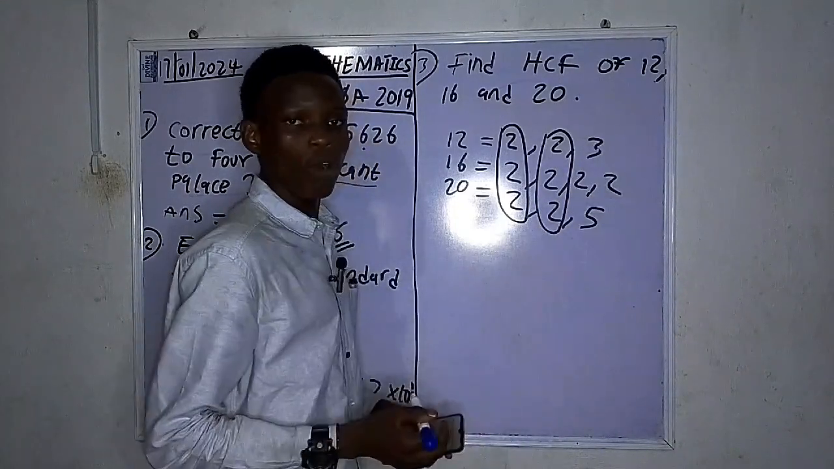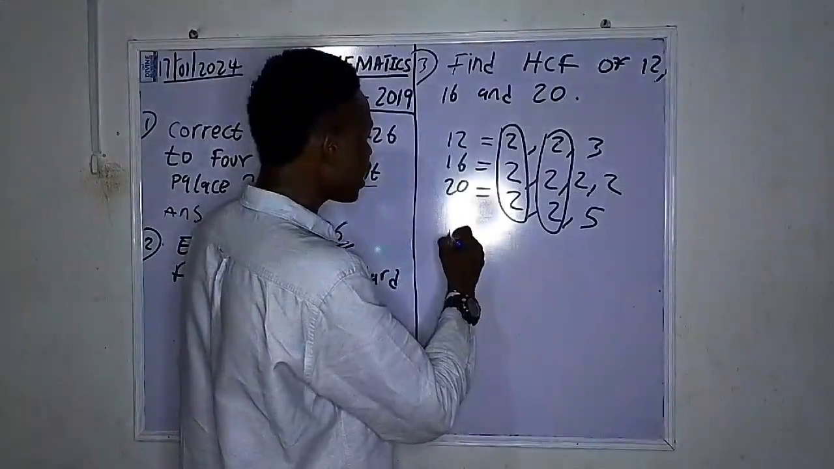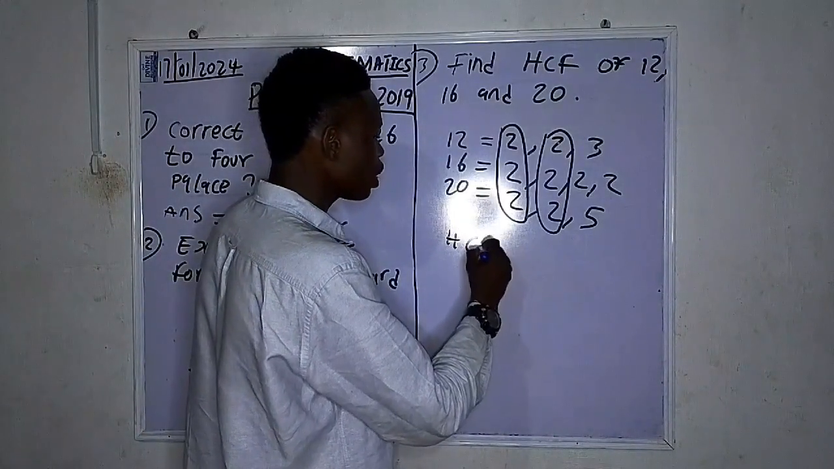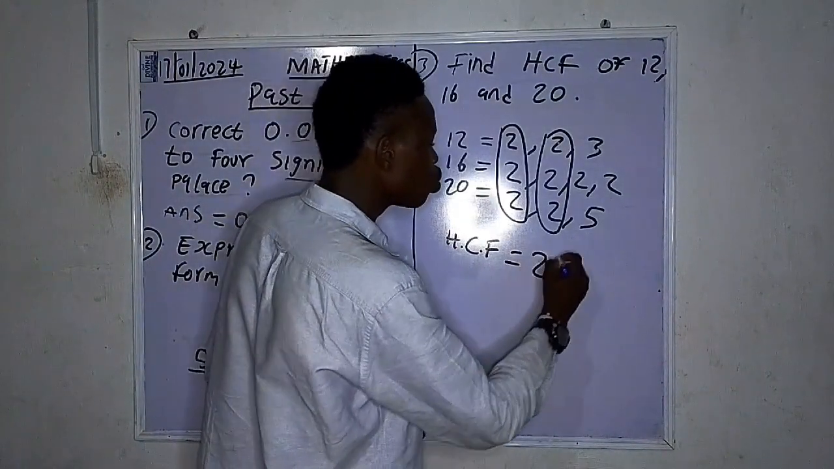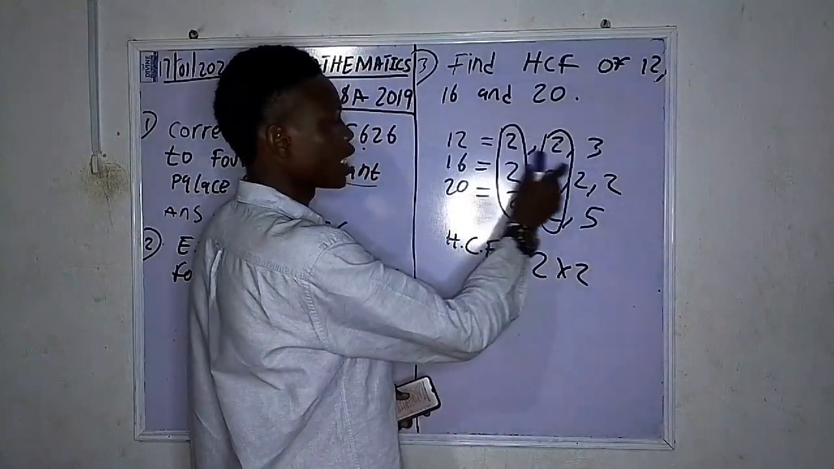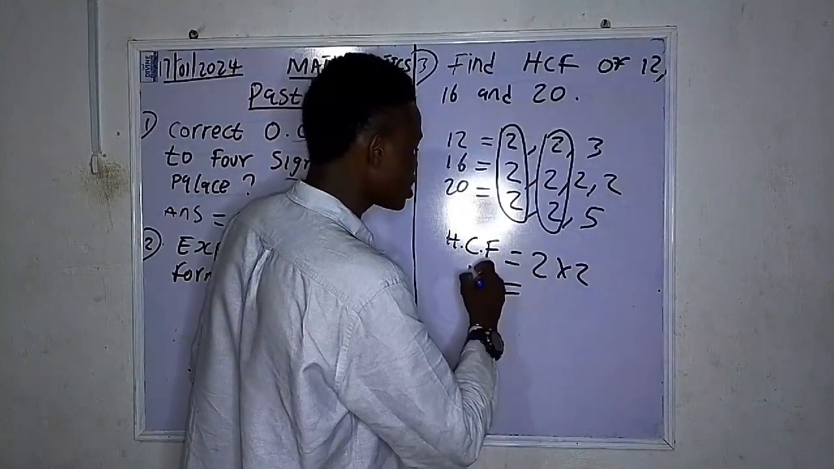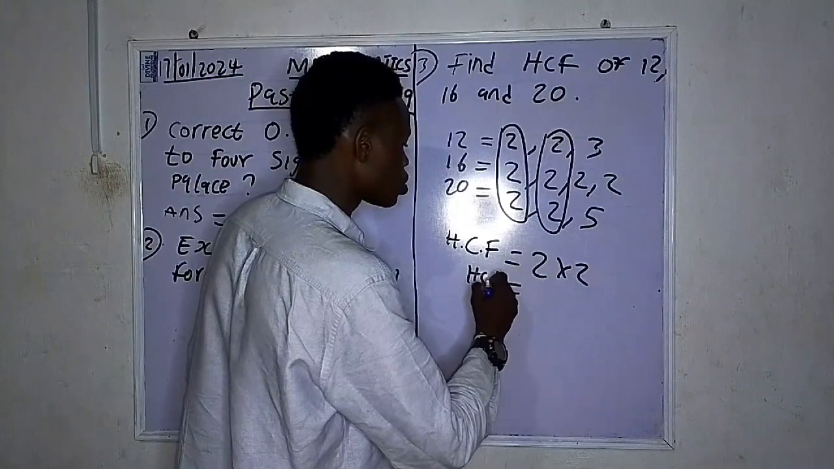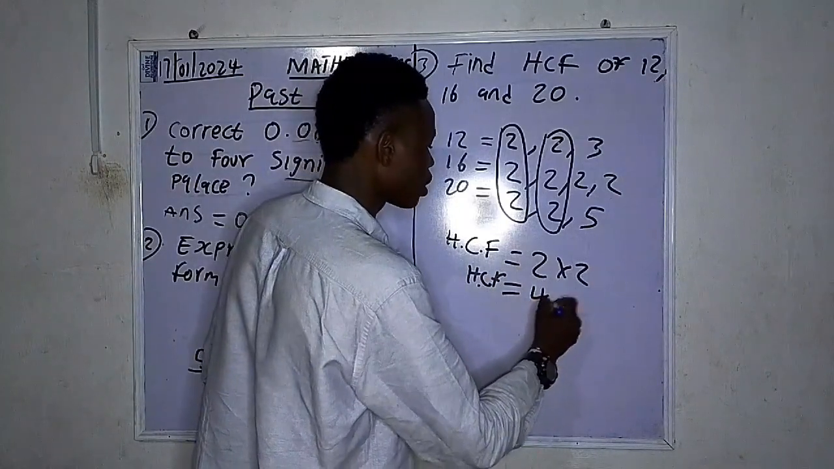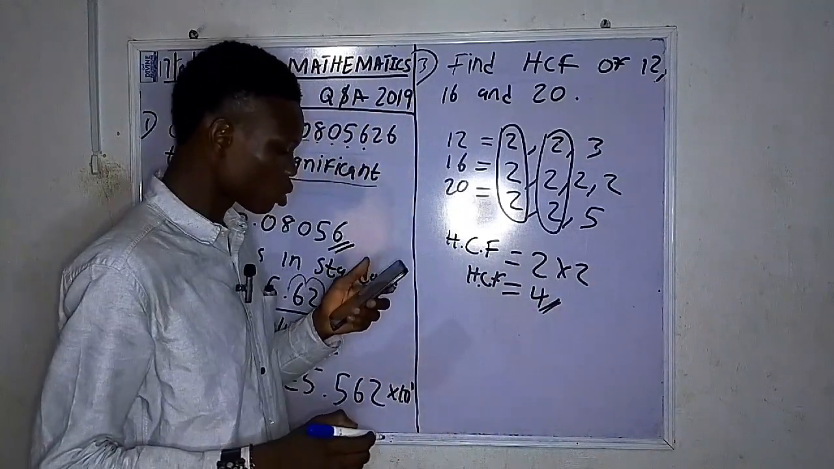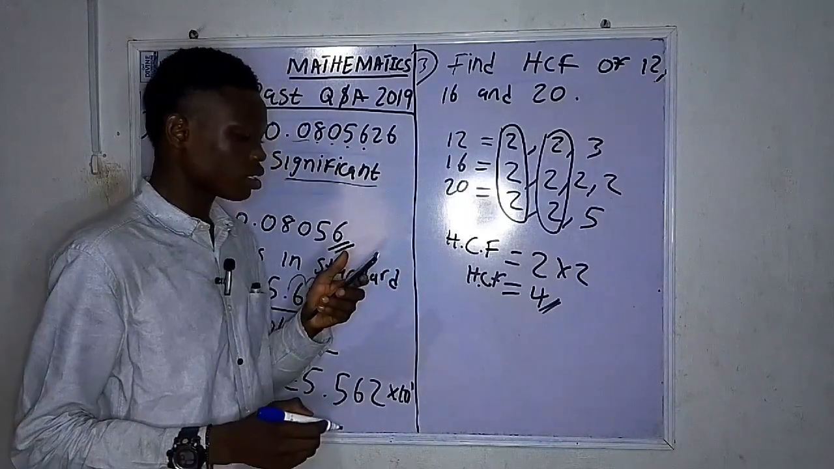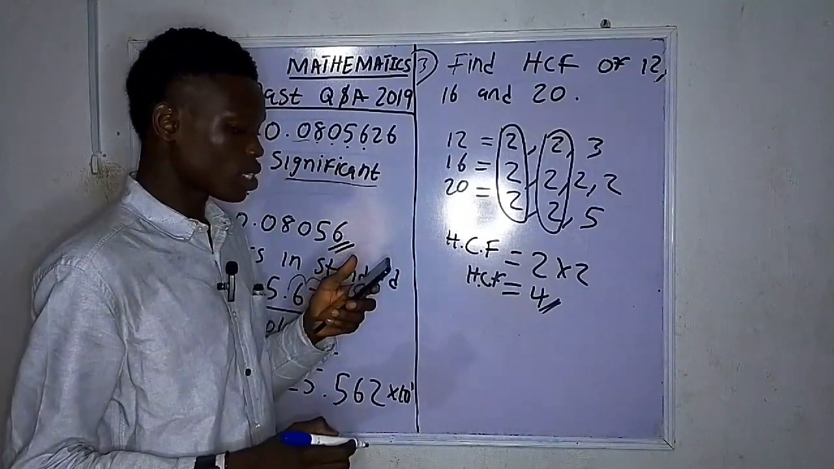So, meaning our common factors, our HCF, is equal to 2 times 2, because 2 was here and 2 was here. HCF is equal to 4. That's our answer for the question. Now let's see what option that was. That was C. So our option was C for number 3.